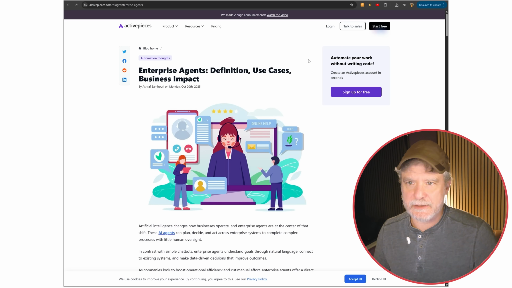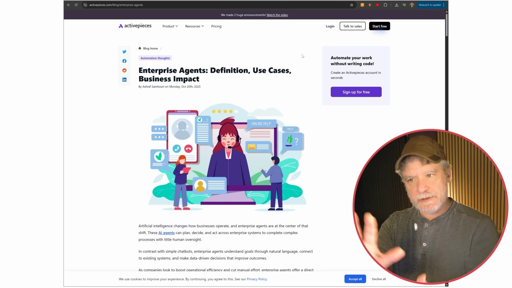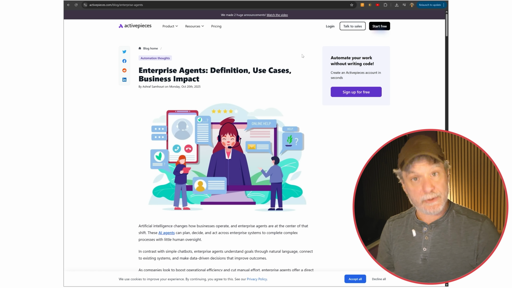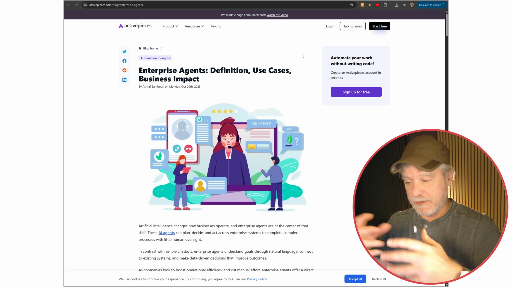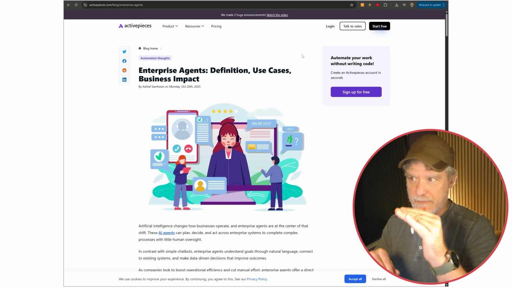The next one is really exciting. It's ActivePieces and an article about their enterprise agents. One reason I backed away from ActivePieces a while back was because they just didn't have the agentic stuff in place yet. I wasn't able to make that AI agent that says, hey, we have some tools here. They could do MCP, but MCP is like a level down from that.